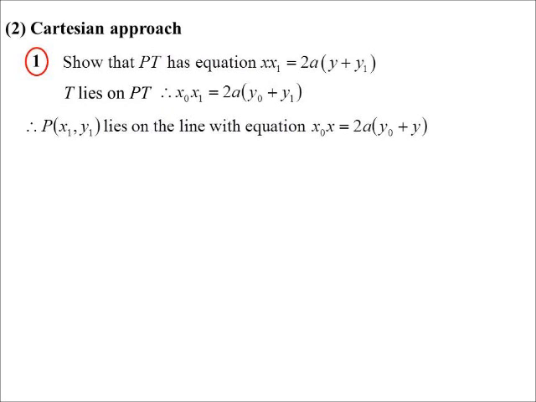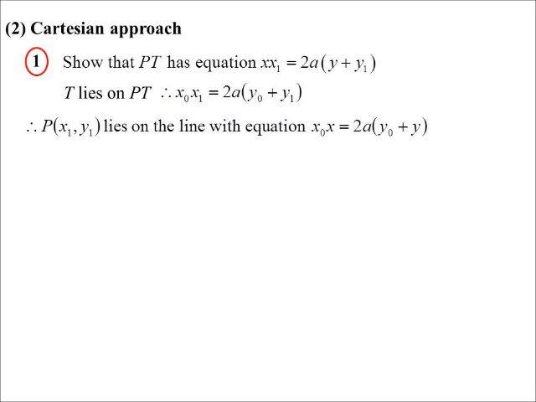As I say, it looks dodgy. Let me explain. I know the structure of a line. A straight line is something that has the equation some constant times x, some constant times y, and then it may or may not have just a constant by itself. This x0 x = 2a(y0 + y), I've got a constant times x, a constant times y, and then I have a constant by itself. So that is definitely the equation of a line.